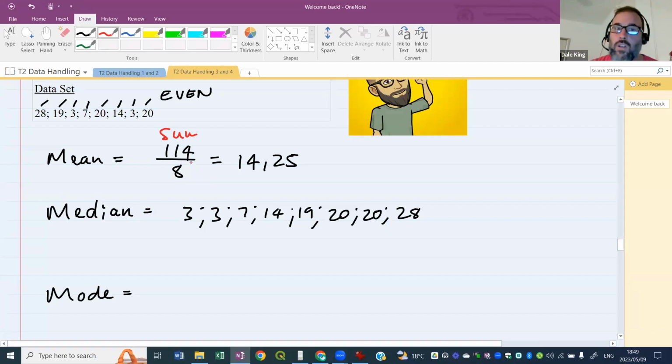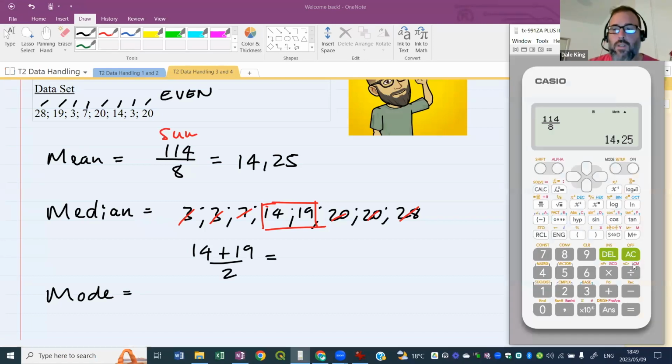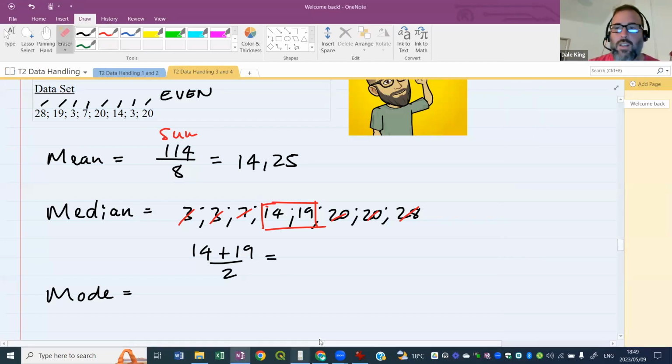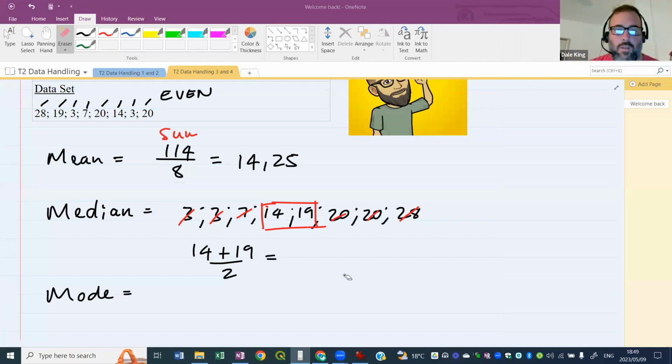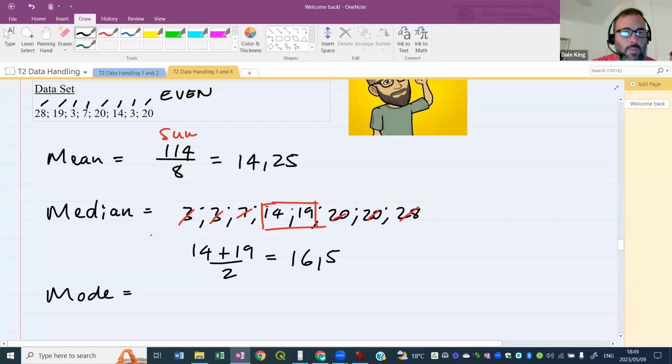So for median, I know I've got an even data set because when I counted here, I counted an even one, but let's do it anyway. So 1 on the left, 1 on the right, 1 on the left, 1 on the right, 1 on the left, 1 on the right. 14 and 19 are in the middle. So the median is equal to 14 plus 19 divided by 2. Let's get that calculator, make it work. So 14 plus 19 in the numerator. Not 2, teacher Dale. Oh yes, 2 is fine. Sorry, getting confused with average. All right, there we go, divided by 2. 16,5. 16,5 is the median.